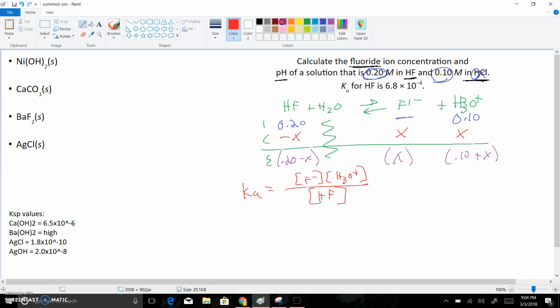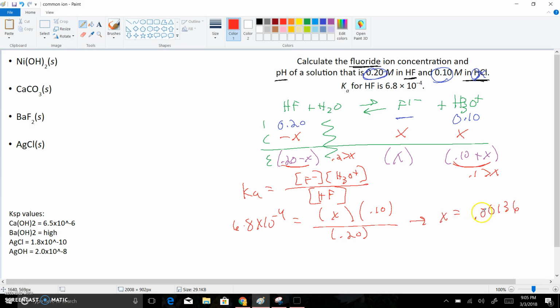I'll plug in my numbers that I know. Ka is going to be 6.8 times 10 to the negative 4. Fluoride is X. H3O plus is 0.1 plus X. You might be thinking the same thing: 0.1 is going to be greater than X, so I'm going to assume that 0.1 is greater than X. And over here I've got 0.2 minus X. Once again I'm going to say 0.2 is greater than X, but I think 0.1 is greater than X. It's got to be for sure. So I can say in the top part I've got 0.10 here and 0.20 here. If I plug and chug all my numbers in, I get X to equal 0.00136 molar.